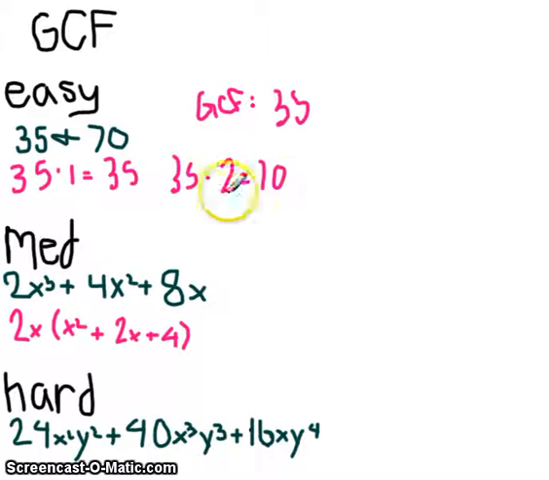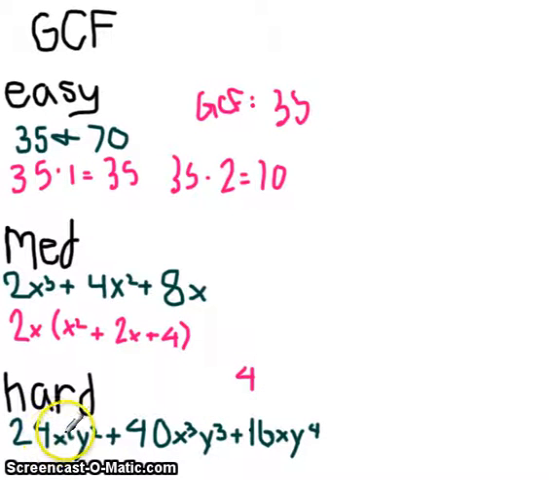So you can do an easy one, you can do a medium one, and now we're going to go on to a harder one. Just looking at the equation, you can tell something's different. There is more than one variable. There is an x and a y. So now we have to look not only at the numbers, but both the x and the y to see what each one has in common. So is there anything that 24, 40, and 16 can be divisible by that is the greatest common factor? And yes, there is. It just so happens to be a 4.